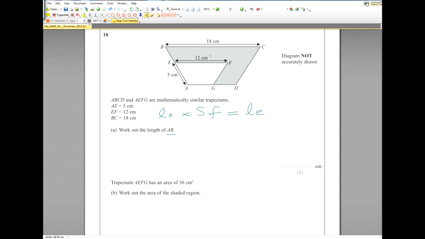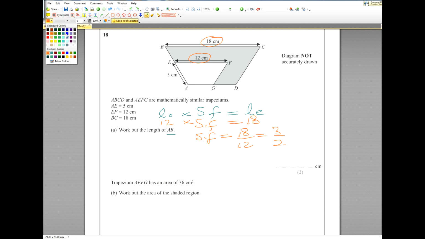Okay, now what is the length of the original line and the enlarged line? So we say 12 times the scale factor, which is the multiplier, will give us 18. So the scale factor is equal to 18 divided by 12, which is equal to, beautiful, 1.5. We can even write it as a top heavy fraction, 3/2. So now it says work out the length of AB. We haven't done that yet. We just did the scale factor.